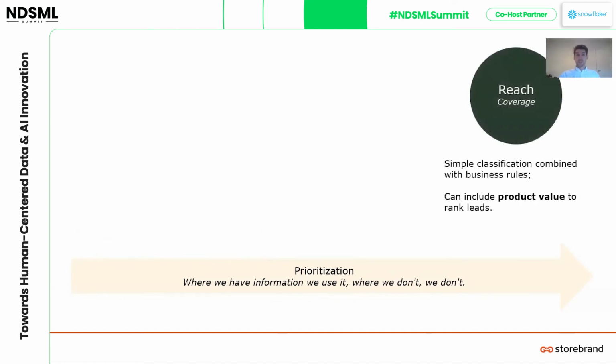It also helps us to split up these models and find the specific tools for the specific need. So Reach can include simple classification models and can include additional information, such as how much product value this has. So how much money would Storebrand be making with this specific product? And that we can link into this Reach model.